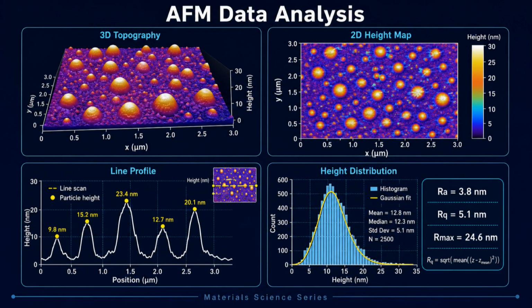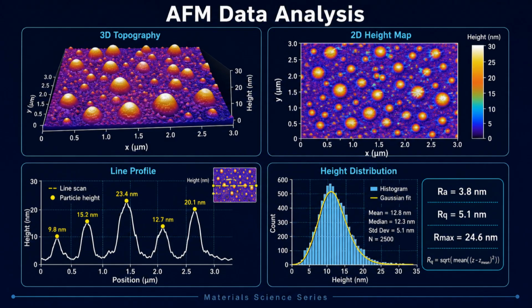AFM produces rich 3D data that can be analyzed in several ways. The raw data is a height map, typically displayed as a 2D image with color representing height. This can also be rendered as a 3D surface for visualization. Line profiles extracted along specific directions show height variation with position, useful for measuring feature heights and widths.